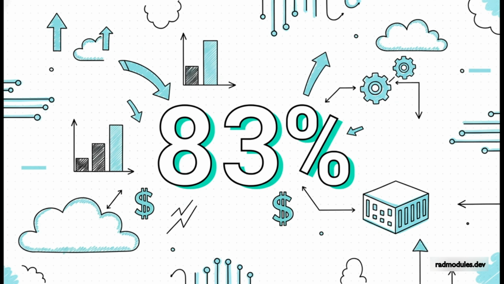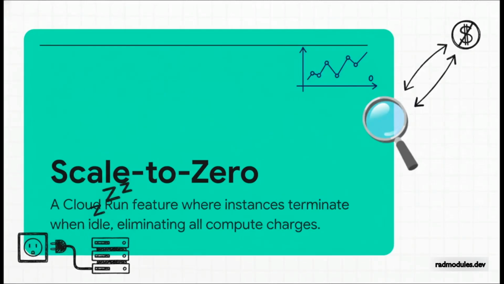An 83% cost reduction is totally achievable for the right kind of workload, just by using the built-in features of Cloud Run the right way. Let's see how. So the first and maybe most powerful feature is scale to 0.